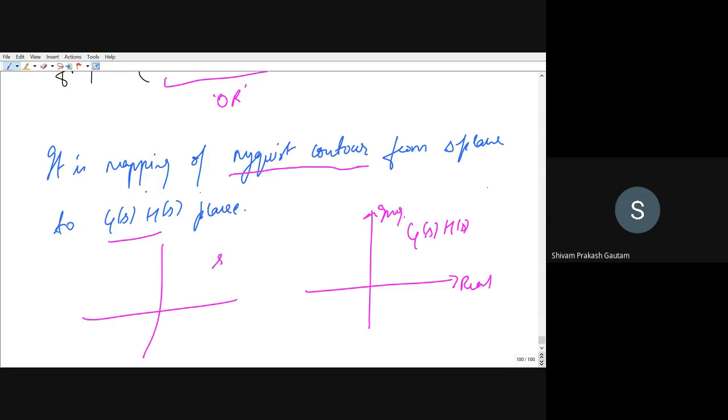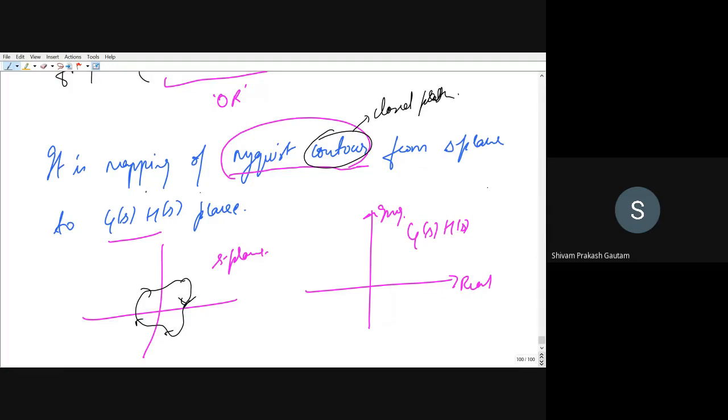So we are having an S plane and a GH plane, and in this S plane we will be having a Nyquist contour. We will see what Nyquist contour is, but just for explanation purpose, I'm telling you we are having a Nyquist contour in S plane. Let us suppose this is an arbitrary diagram that I have drawn. It will have certain orientation, either clockwise or anti-clockwise, right? That we will see later on. But just imagine that we are having a contour. Contour means it is a closed path.